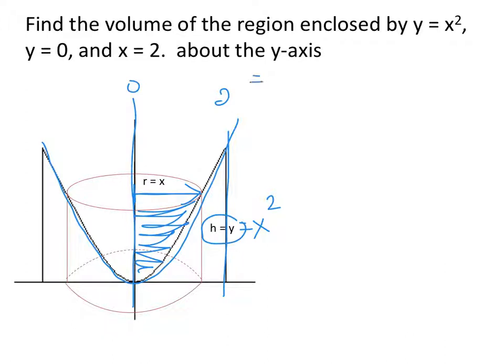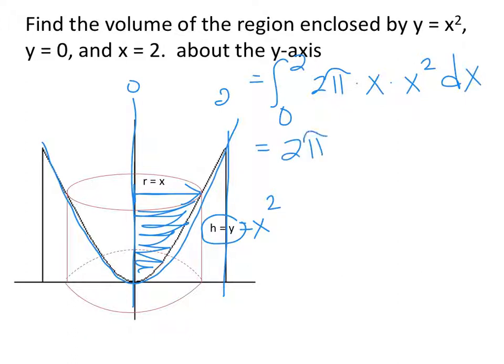Okay, so my volume is equal to the integral from 0 to 2 of 2 pi times my radius, which is x, times my height, which is x squared, dx. So I'm going to pull the 2 pi out front. So I have 2 pi times the integral from 0 to 2 of x to the third dx.